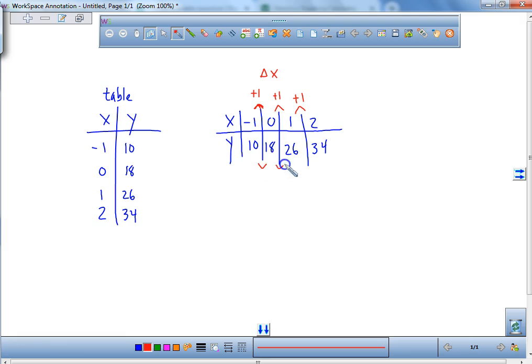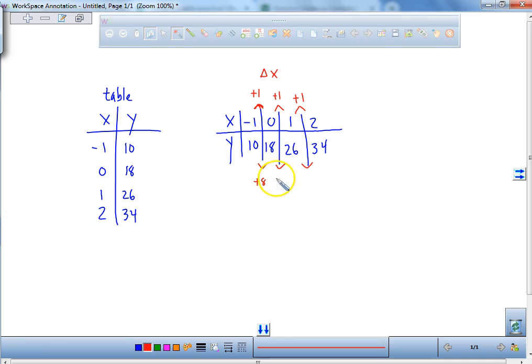What's the gap between the y values? 8, right? +8, +8, +8. That's what we call the change in y. Just remember, your slope of a line is always the change in y over the change in x.